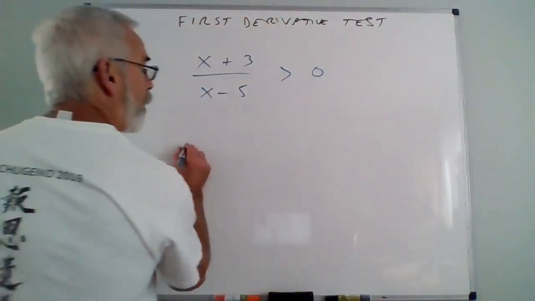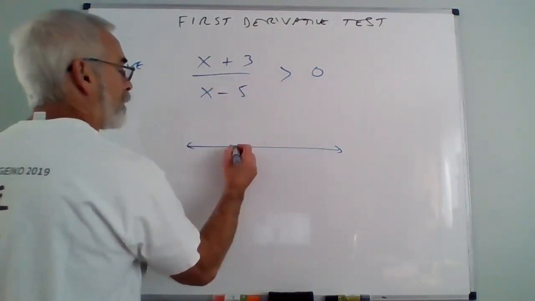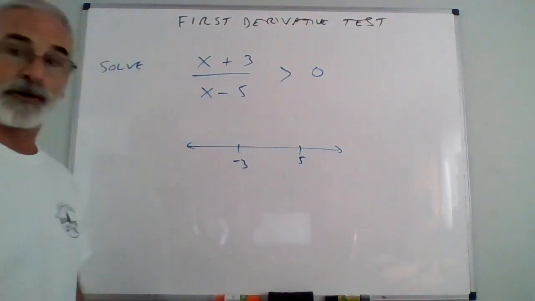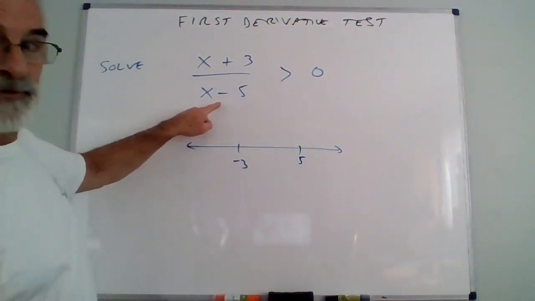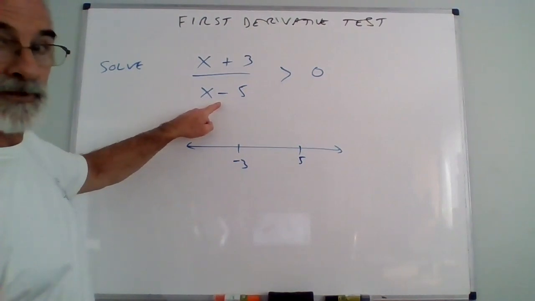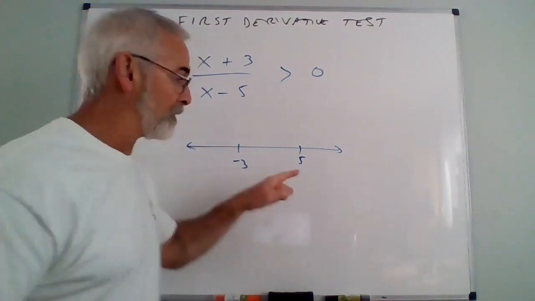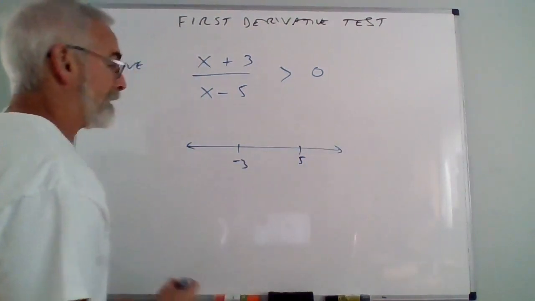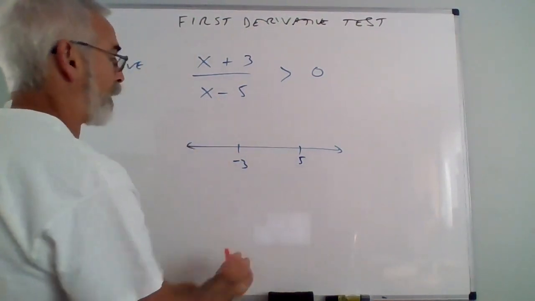So where does numerator and denominator both equal zero? Numerator zero at negative 3, denominator zero at 5, but the denominator can't be zero. You're right. But the denominator is going to change sign at 5. On one side of 5, the denominator is positive. On the other side of 5, the denominator is negative. So I have to use 5 to determine one side or the other. So this problem, I'm going to do almost exactly the same way as if this was a product.